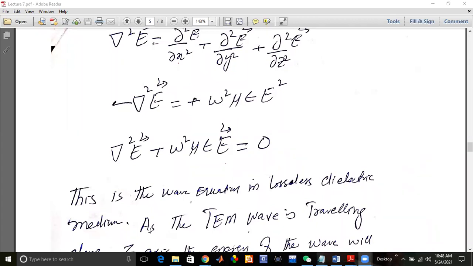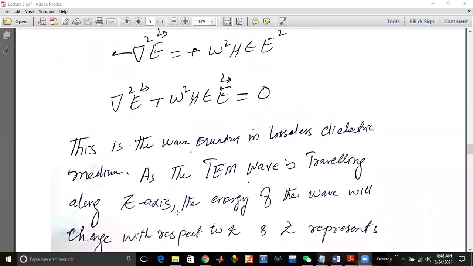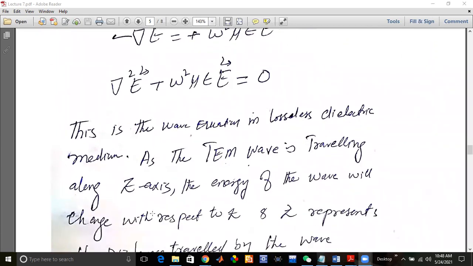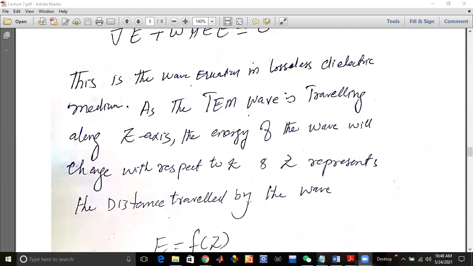But you know that in this equation the TM wave is traveling along the z direction in figure number 1. So the energy of the wave will change with respect to z, and z is the distance traveled by the wave. Figure 1 was discussed at the start of the class.